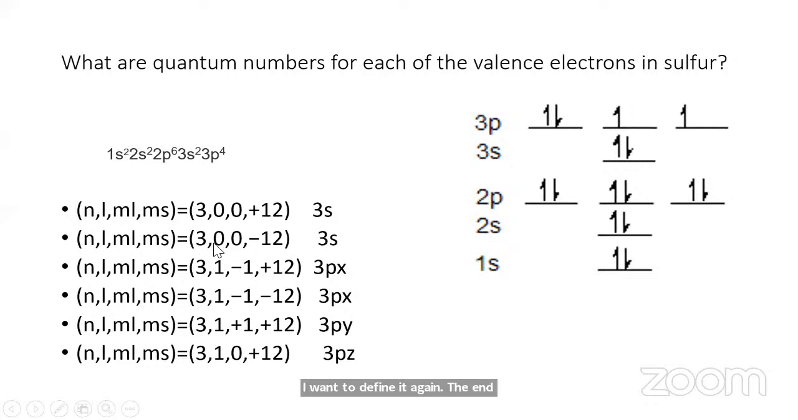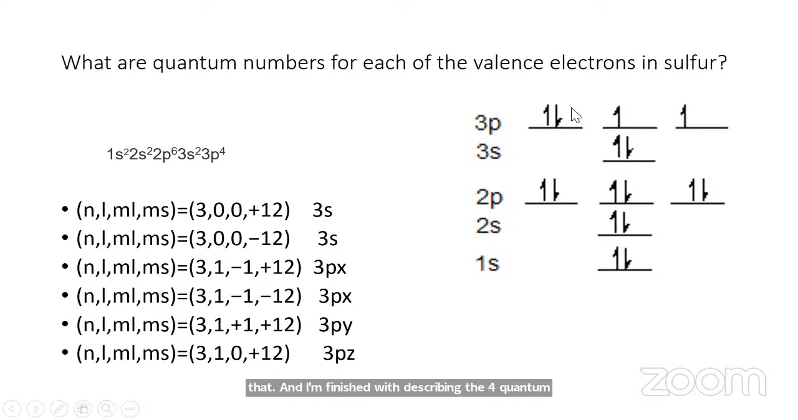The L is 0 because this is 3s. The ML is 0 because s is spherical. It is not dimensional. MS is minus half because this one is spin down, minus half. This one is spin up, plus half. That is why you have plus half here and minus half. Now I have finished describing the 4 quantum numbers for the 3s.